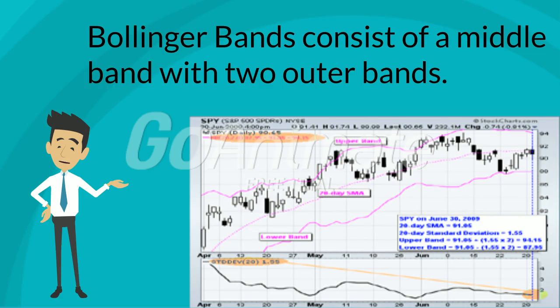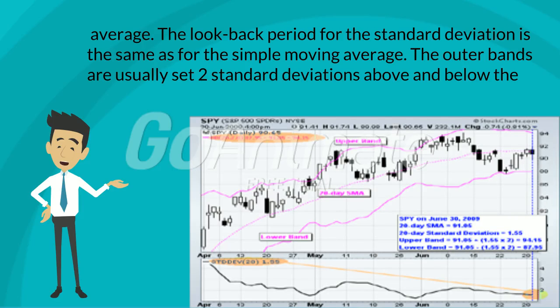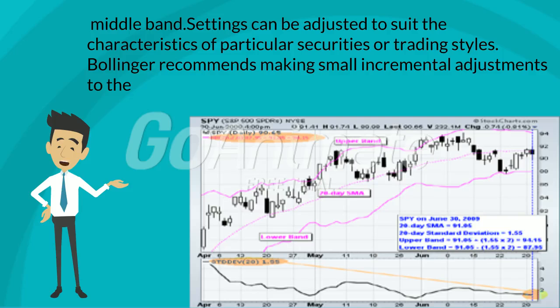Bollinger Bands consist of a middle band with two outer bands. The middle band is a simple moving average that is usually set at 20 periods. A simple moving average is used because the standard deviation formula also uses a simple moving average. The look-back period for the standard deviation is the same as for the simple moving average. The outer bands are usually set to 2 standard deviations above and below the middle band.